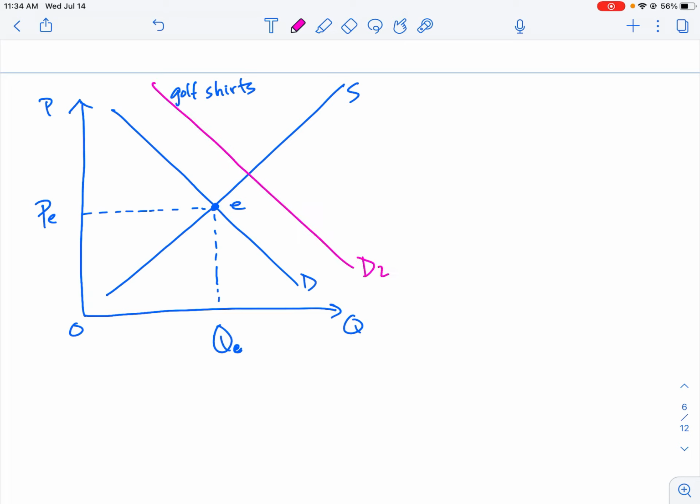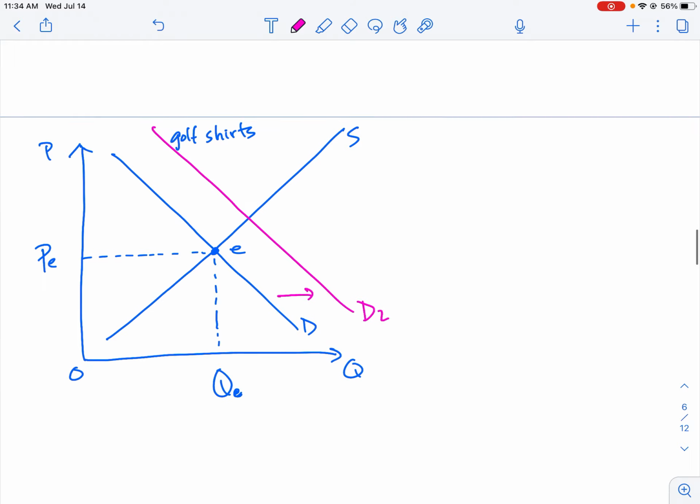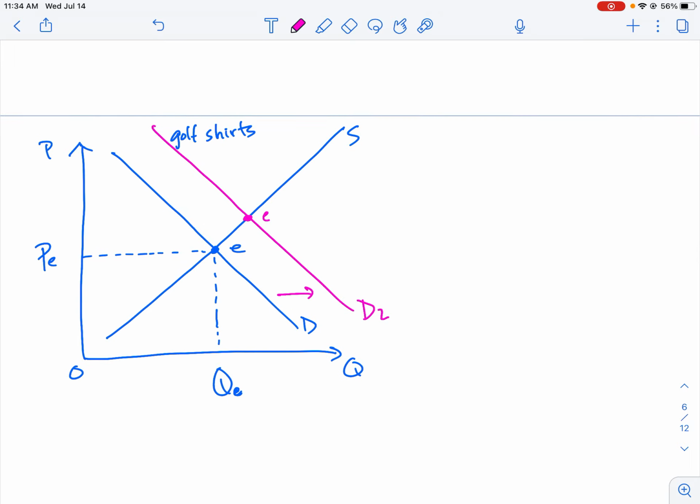Don't think up or down. Always think rightward or leftward, inward or outward, right? At a particular price is the quantity demanded getting smaller or larger. So here, if the demand shifts out, if there's an increase in demand, then you get a new equilibrium that corresponds to a higher price and a larger quantity.